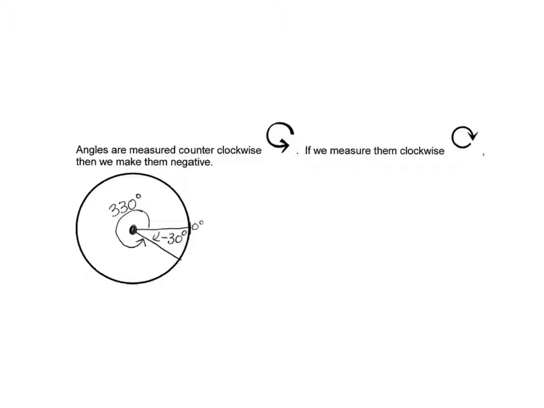Angles are measured counterclockwise. If we measure them clockwise, then we make them negative. So if you look at the circle there, if I travel counterclockwise from one side of the angle to the other, that's 330 degrees. But if I go from one side to the other clockwise, that's only 30 degrees. Because I've gone clockwise, then I make it negative.